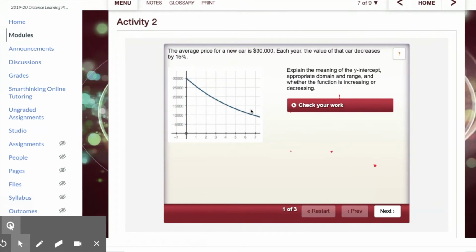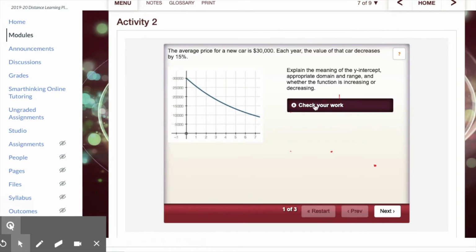Appropriate domain and range. Okay, domain and range. So it looks like my domain is probably going to be positive real numbers, so anything off to the right that is positive. So starting at 0, anything off to the right that is positive. In a real world situation, there's going to be a point at which your car is not really worth anything anymore, but we're going to assume that it's going to go on to all the positive numbers. My range, it looks like it's going to be starting at $30,000 and pretty much down to 0.